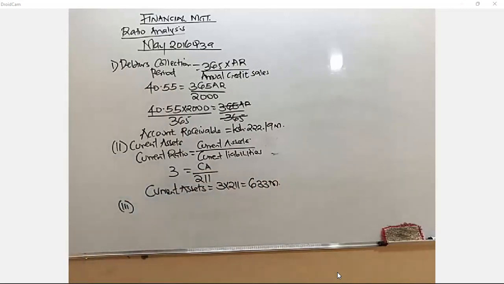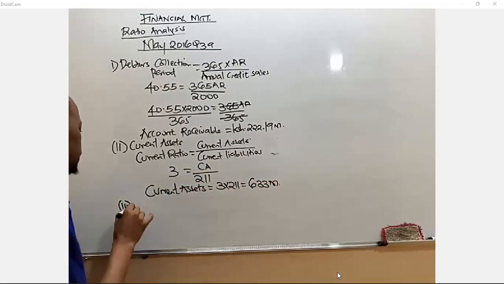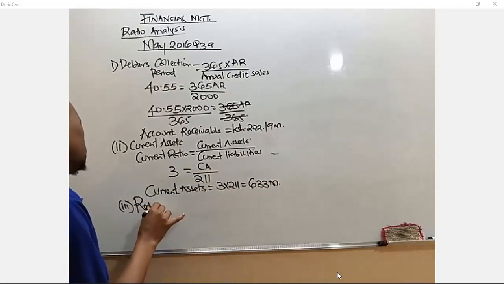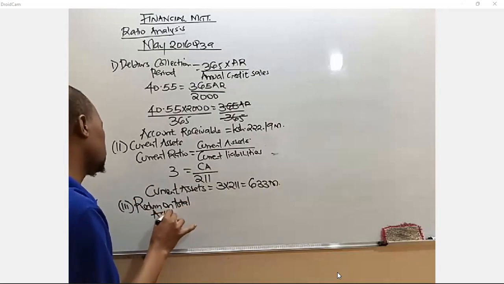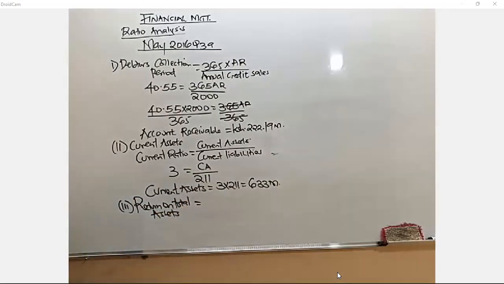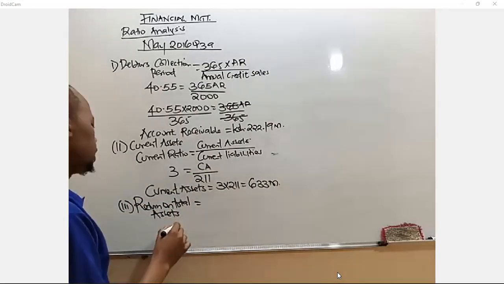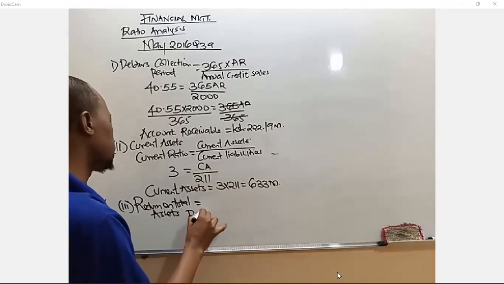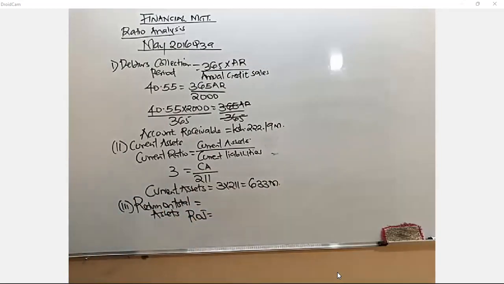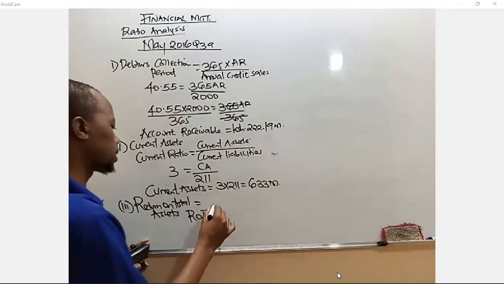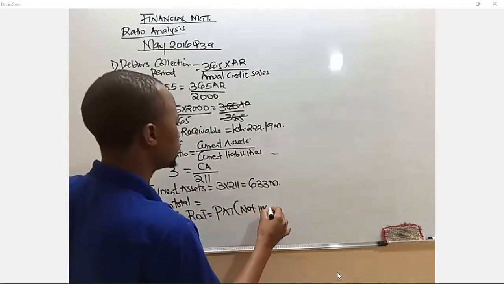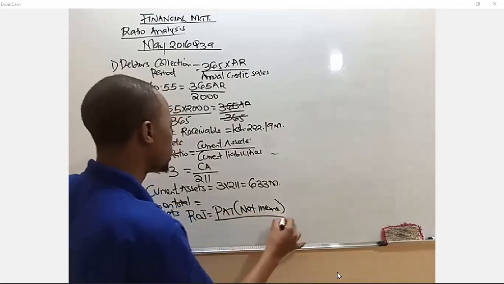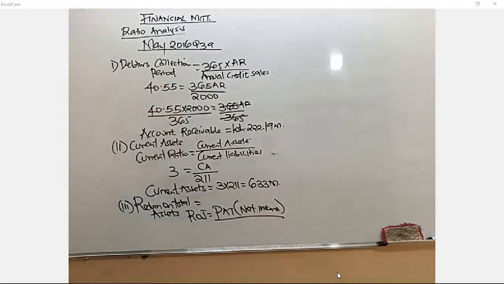Number 3, we have the return on total assets. When the examiner is asking you to get the return on total assets, we said this is our ROI, the return on investments, which you normally get by taking the profit after tax, which the examiner can call net income. We divide it by the total assets.